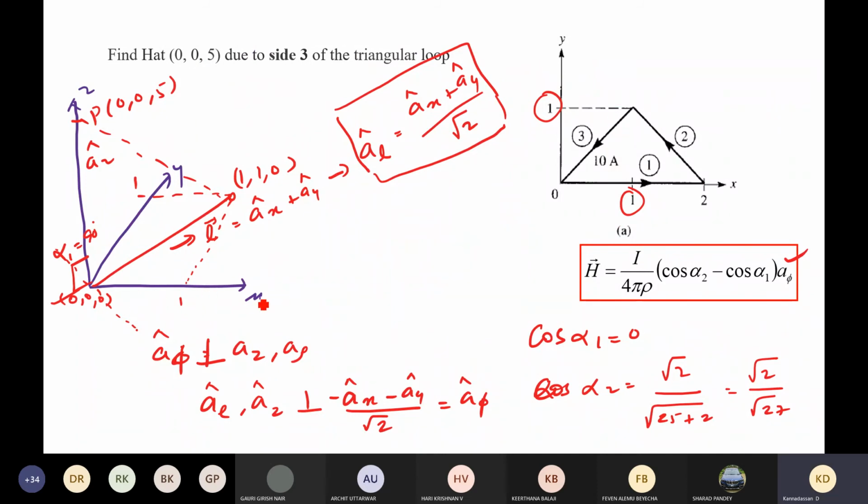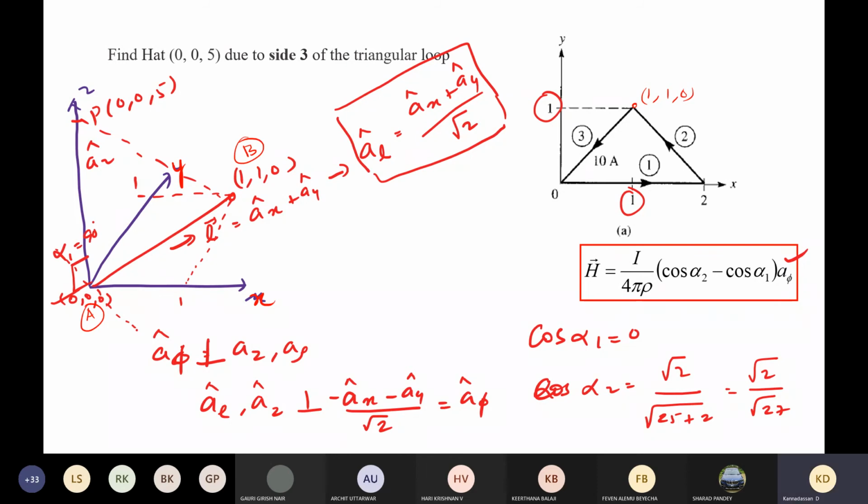So this is the x-axis and this is the y-axis here. And this is the line which is carrying the current, and it is available at this particular point 1, 1, 0. It is available on the xy plane. So A is this point and B is this point.